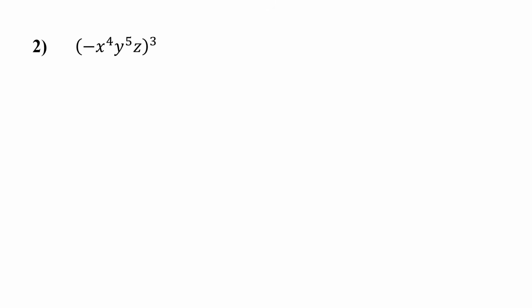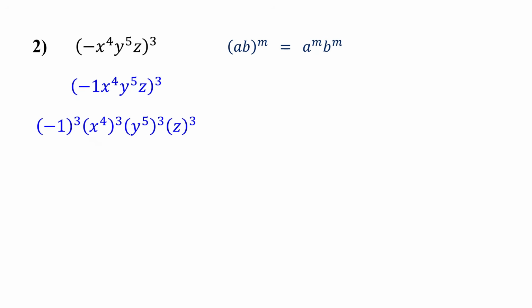Here we have a product inside parentheses, and the entire product is raised to the third power. When a product is raised to a power, we distribute the exponent to each factor inside. But first notice the negative sign inside. That's really -1, even though the 1 isn't written. Now distribute the exponent 3 to each factor inside. Then simplify each piece one at a time.